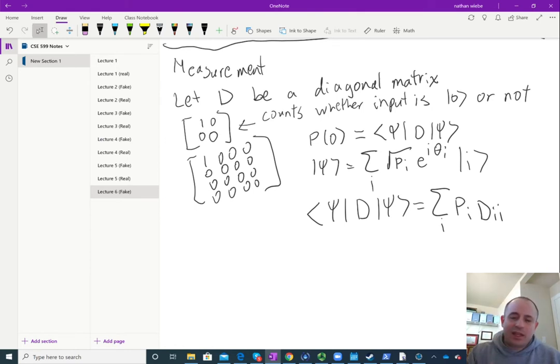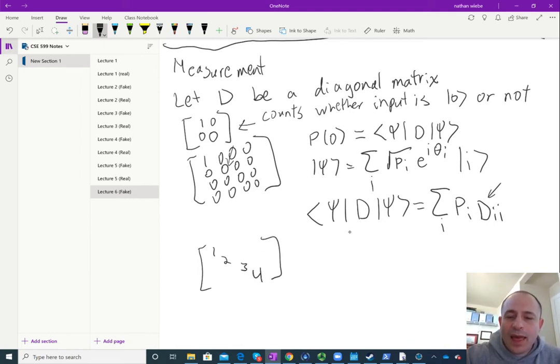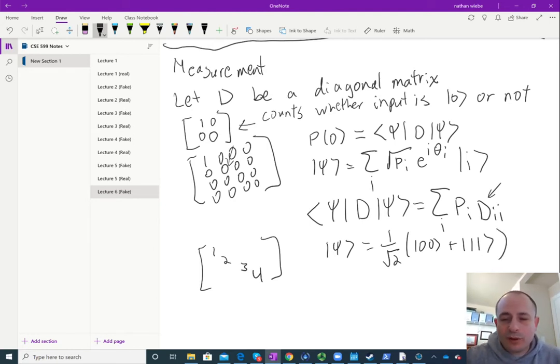So what this means is that for any arbitrary matrix, where we take a given set of values on the diagonal, this sandwiched result forms the expectation value of all these diagonal elements. So for example, if I had, say, the matrix 1, 2, 3, and 4, and a quantum state psi equals, I don't know, 1 over root 2 of 0, 0 plus 1, 1, what I'd like to do is figure out what the mean value of this is.